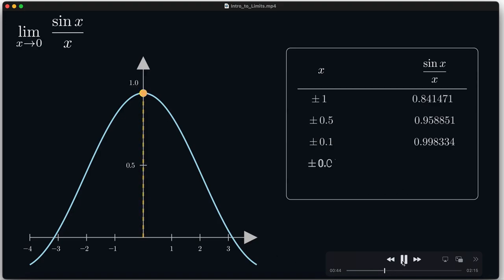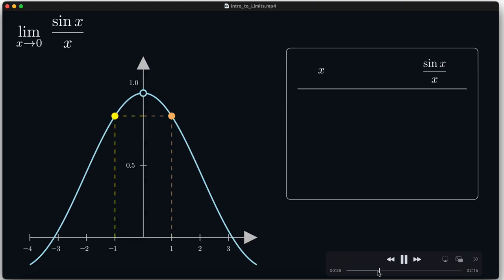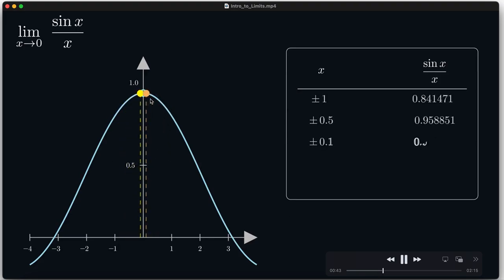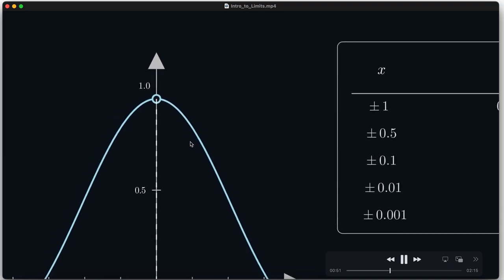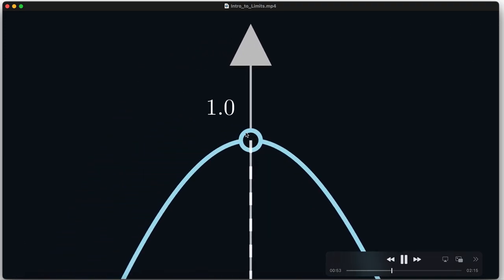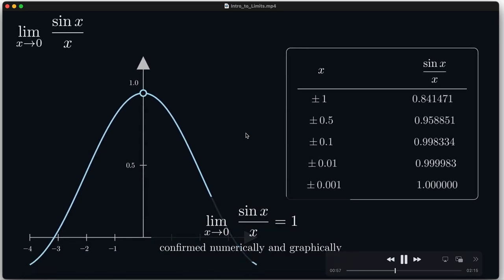So again, playing that again, as I approach from both sides, it's going to get closer and closer to 1, right? And again, even though the function is not defined at 0, you cannot plug in 0. The function is undefined at 0, but the limit exists, right? Zooming in, notice here, the function is undefined, but the limit does exist and is equal to 1 in this case.